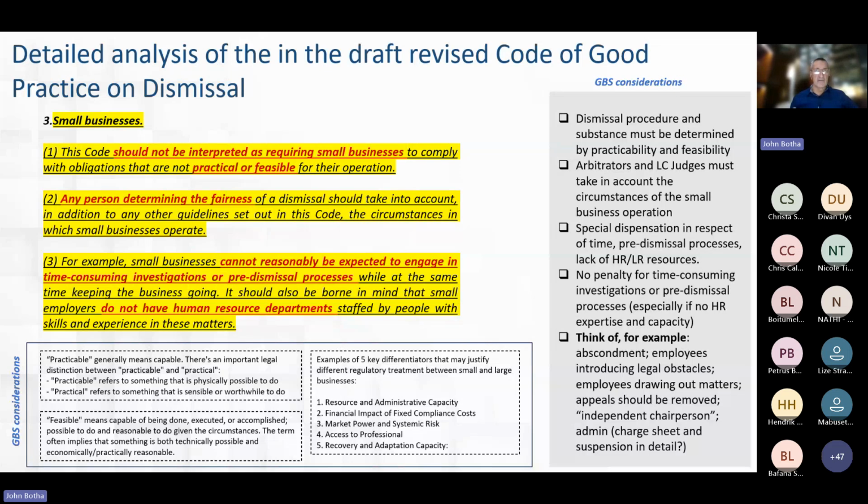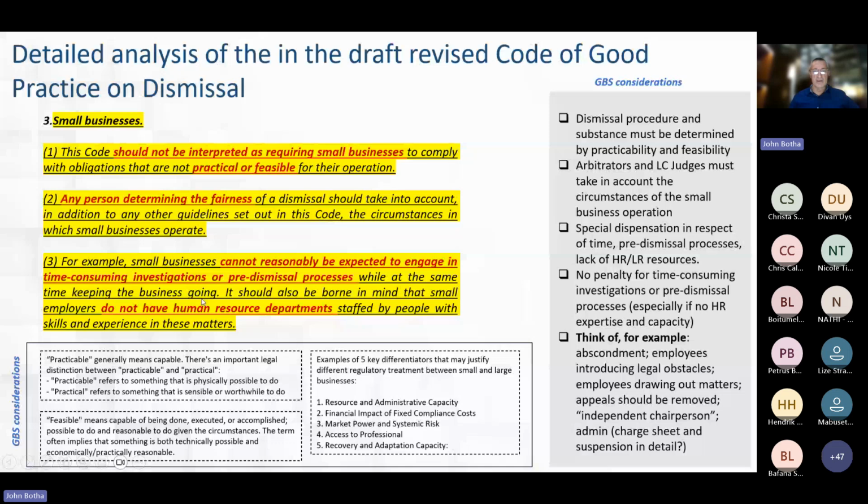And I believe for many of you, on your client's premises, you might have 30, 40, 50 people on a site. You don't have massive resources to invest in these disciplinary inquiry processes, chairpeople, etc. And I believe that you could potentially structure your disciplinary procedure and code to take cognizance of that. It says, for example, small businesses cannot reasonably be expected to engage in time-consuming investigations or pre-dismissal processes while at the same time keeping the business going.